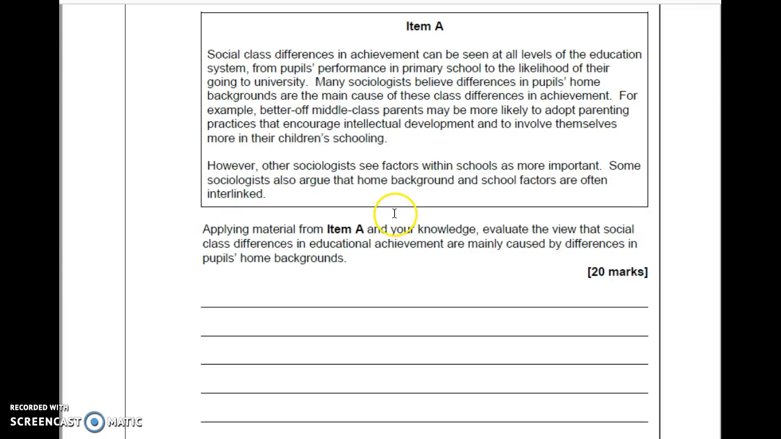Then we have got the first of the 20 mark questions. There are 2 of these in this paper, so this will take the next 30 minutes. And this is your extended piece on one of the topics in education. So in this case, it's asking you about class differences.